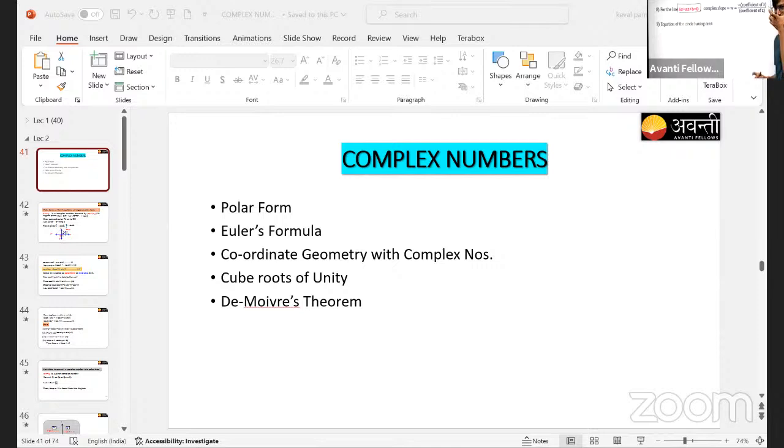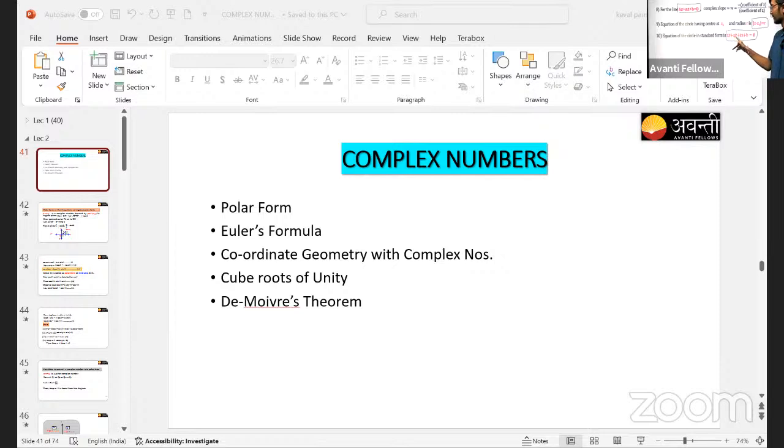Next is the equation of a circle. Center and radius. For a circle we have two forms, the standard form and the center-radius form. In standard form, the center was at the origin. So similarly here, if the center is Z0 and the radius is R, then the equation of the circle is mod Z minus Z0 equals R. And in general form, if you remember ax square plus by square plus 2gx plus 2fy plus c equals 0, that is this.